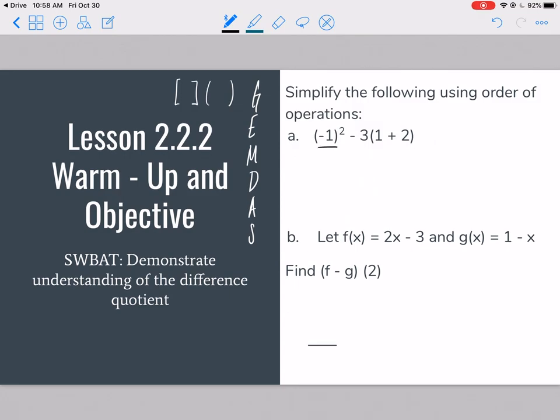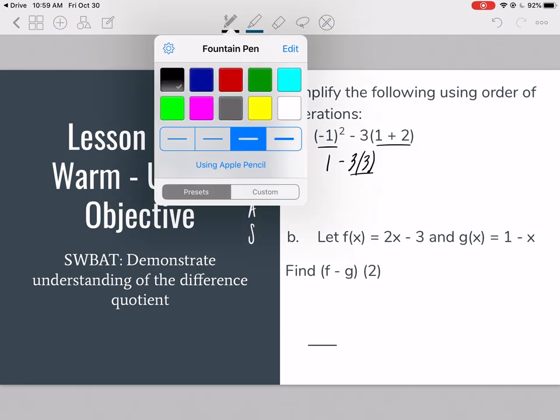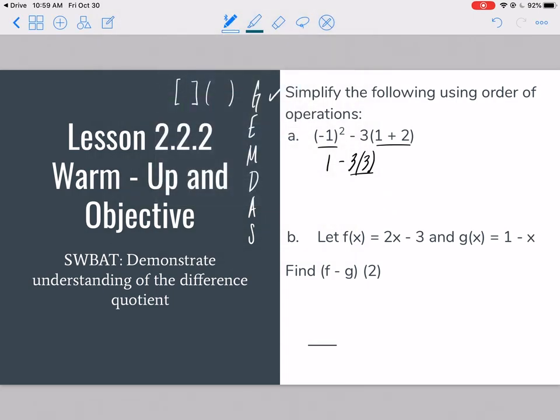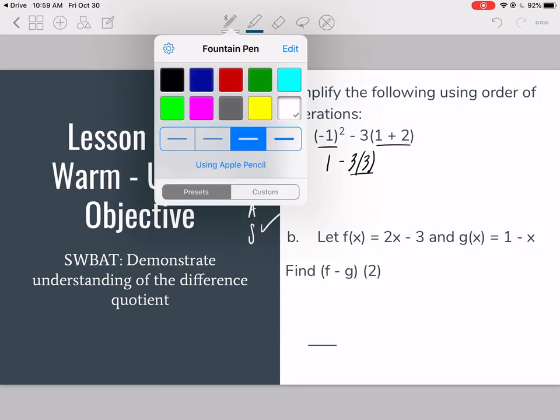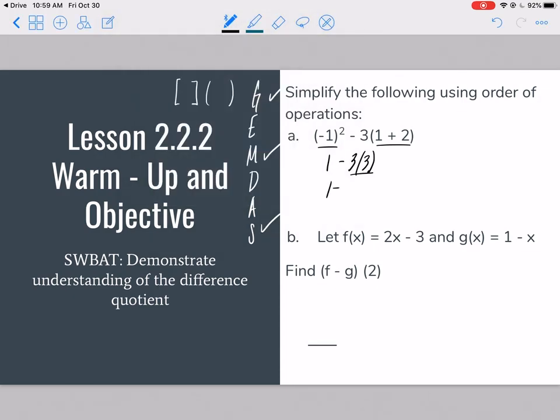So here, to simplify this using order of operations, we're first going to look at the parentheses. So negative 1 squared is a positive 1, minus 3 times 1 plus 2 is a positive 3. And then we're going to multiply the 3 times the 3. So we did grouping symbols, then multiplication, then we're going to subtract, last but not least. So this becomes 1 minus 9, which becomes negative 8. And that's our answer.